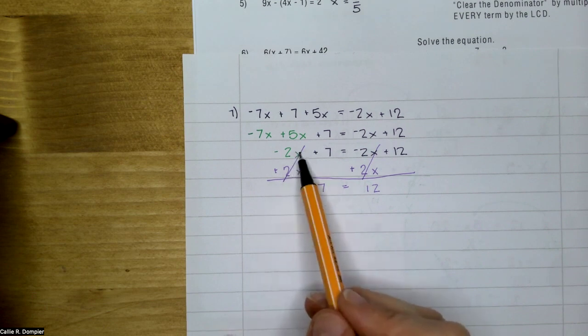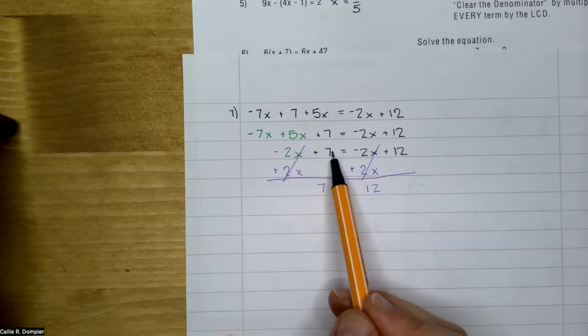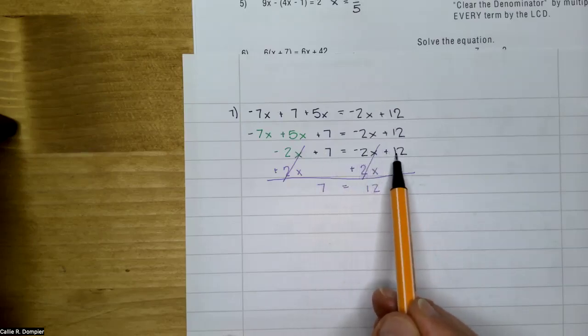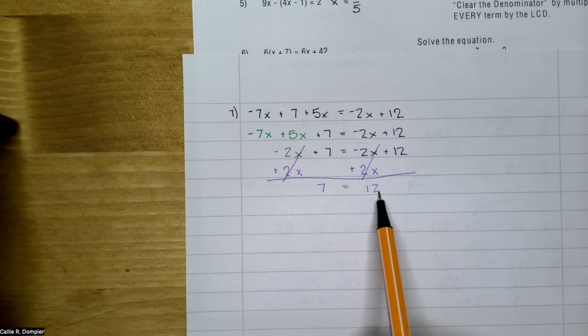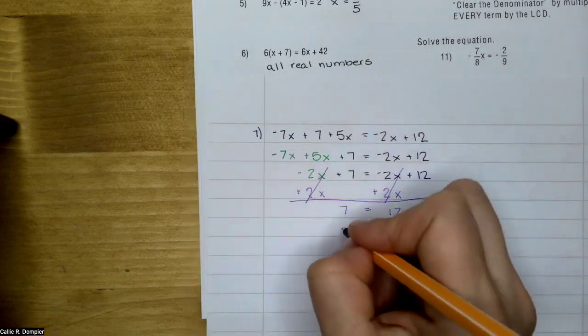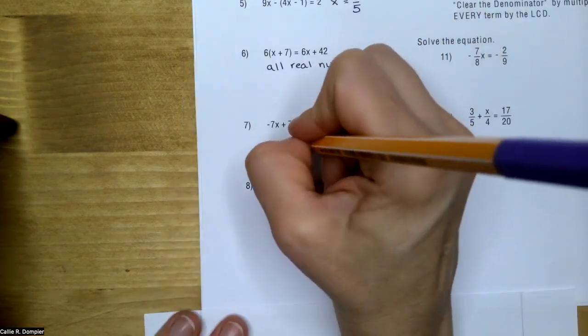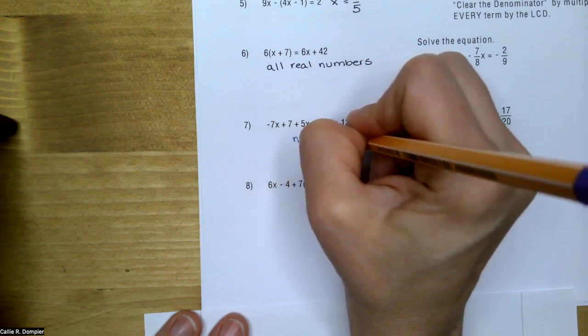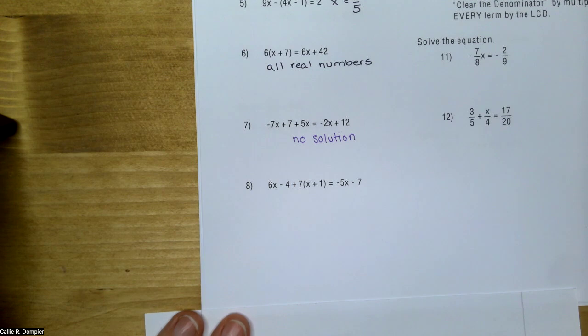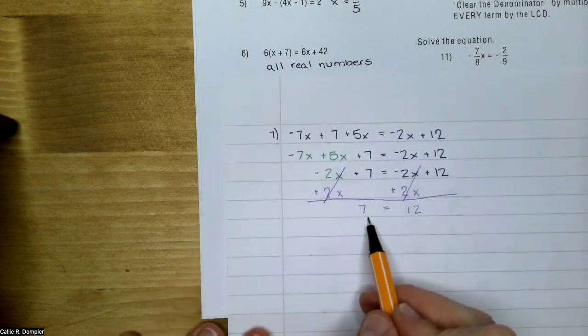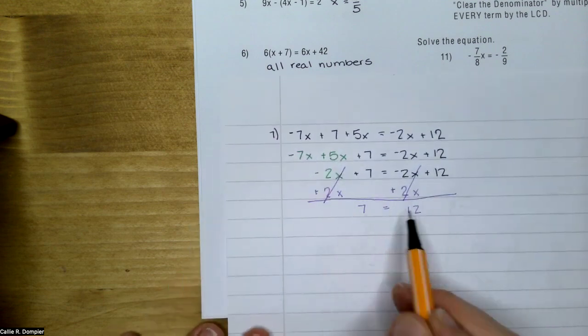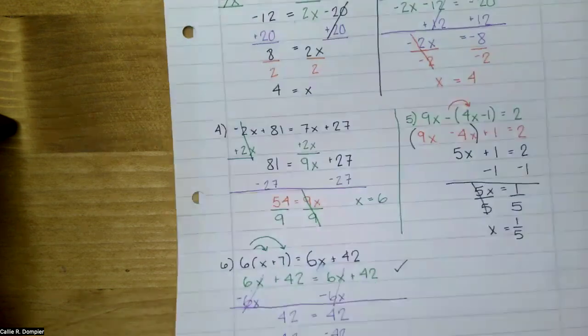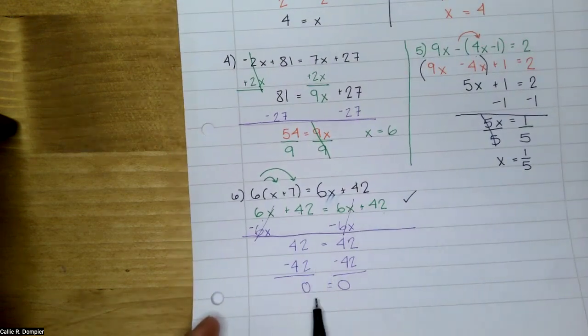Even if you said 0, 0 times negative 2 is 0. 0 plus 7 is 7. 0 plus 12 is 12. 7 is not equal to 12, okay? So this we say no solution. So sometimes your x will disappear, okay? If your x disappears and it's not true, no solution. If your x disappears and it is true, all real numbers.